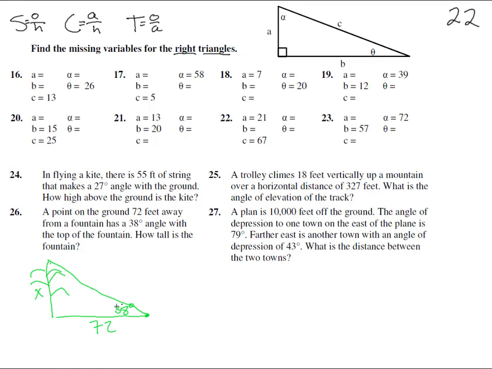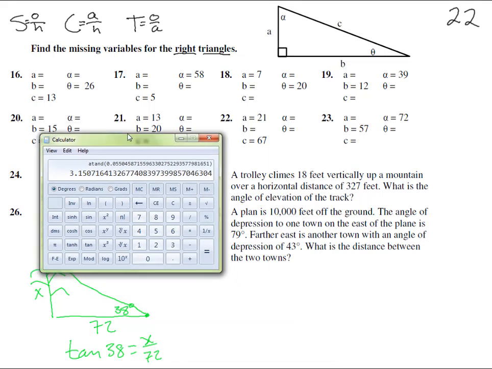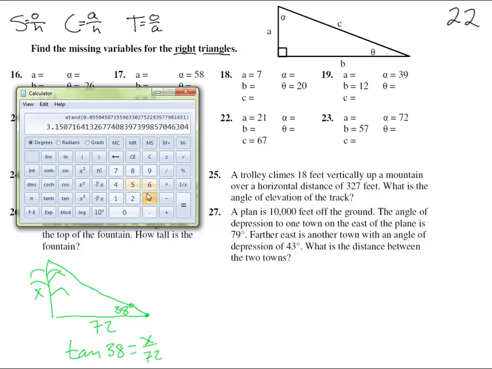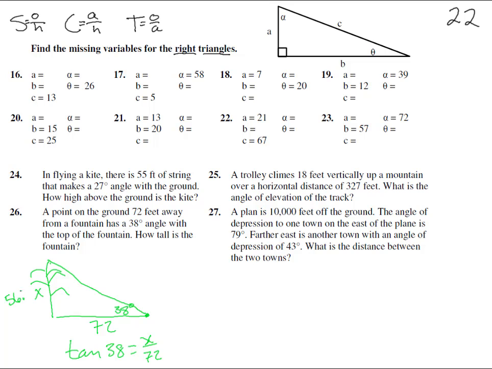Well, we're dealing with from 38 degrees, it's opposite and it's adjacent side, so that immediately tells us, hey, we're going to use tangent of 38 equals x over 72. Can we solve that? Yeah, multiply both sides by 72. So we get tangent of 38 times 72, 56.25. So 56.25 feet. That's how tall the fountain is.